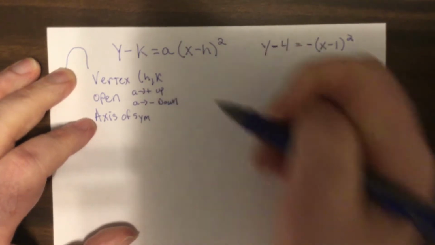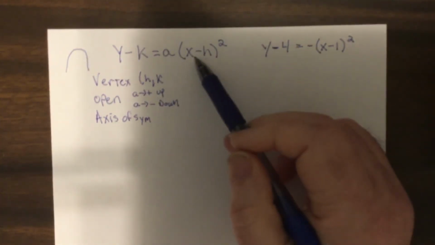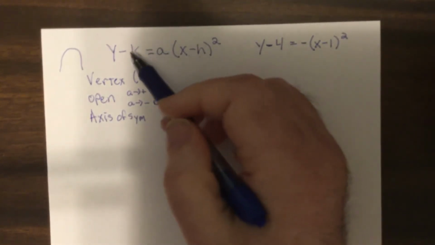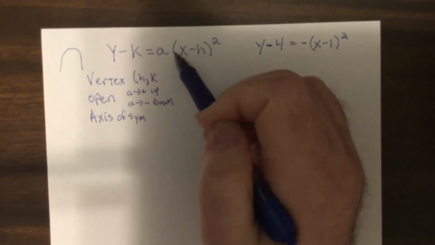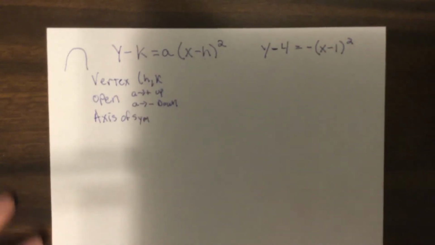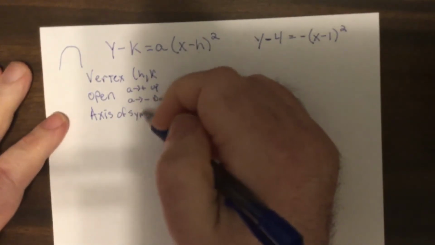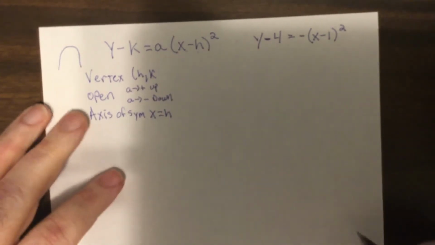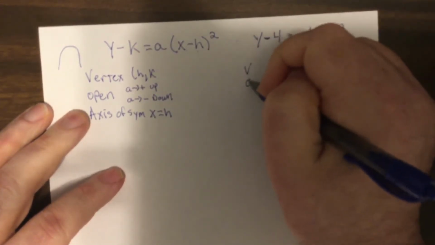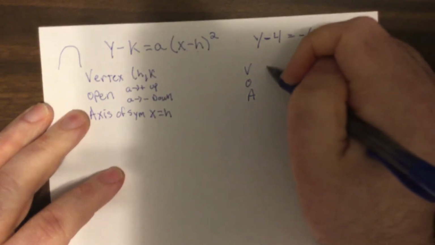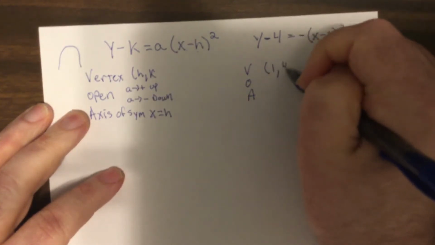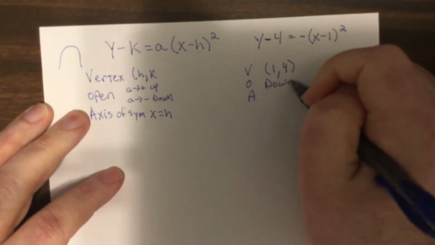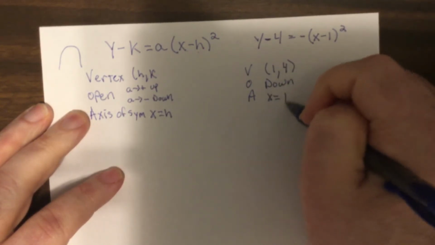Now we're going to start off spending just on the X being squared, which is up or down. If Y is squared and X is not, then it opens left and right. I don't know if we'll have time this year to do that or not. So if it opens up or down, the axis is X equals H. So the VOA for this problem would be 1, 4. It opens down, and the axis is X equals 1.